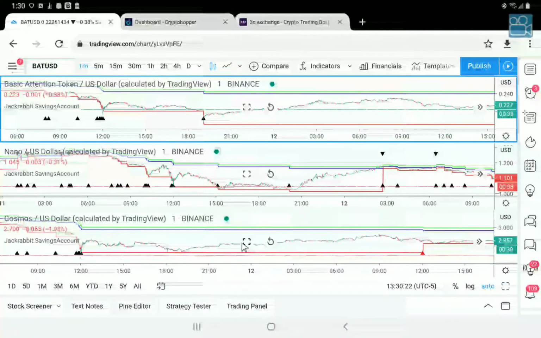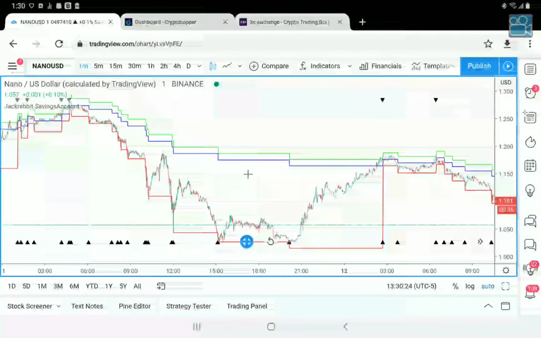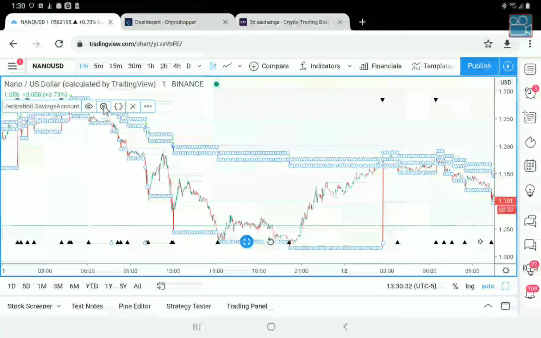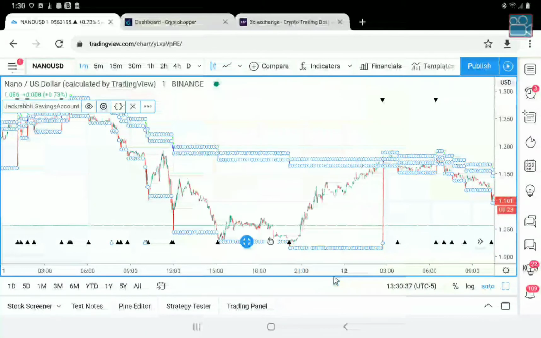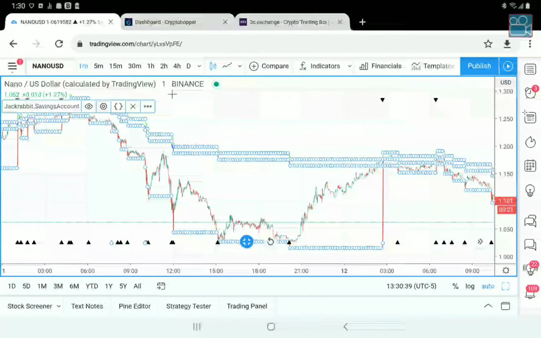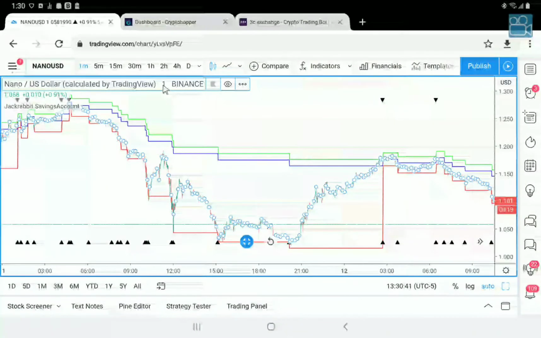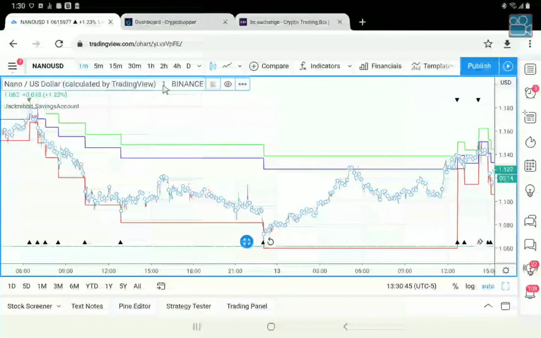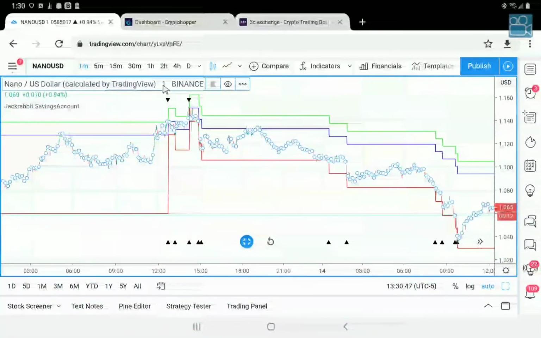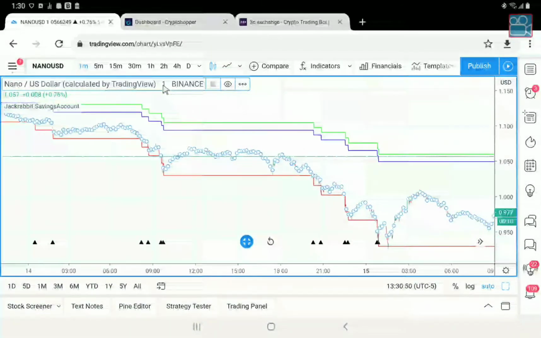Now, Nano is an unusual choice. I'm actually not using the sideways breaker on this coin at all. I don't need to, because it trades fairly well. As you can see from the signals, it does reasonably well, and it gets a lot of good trades.